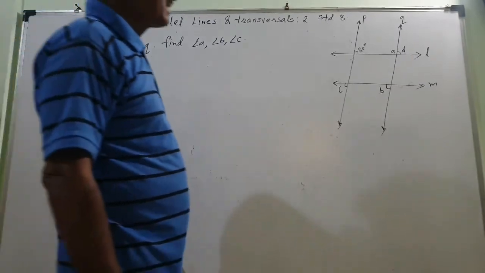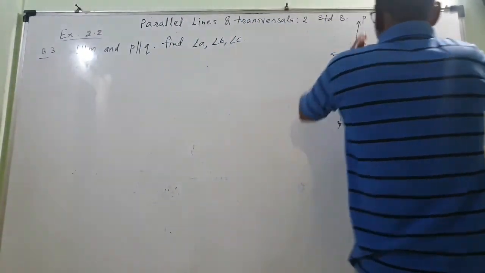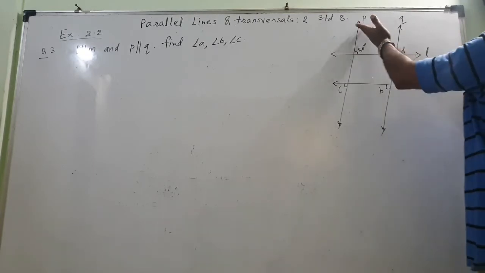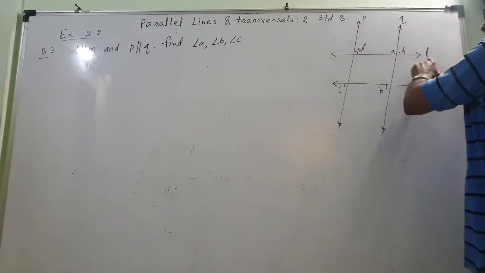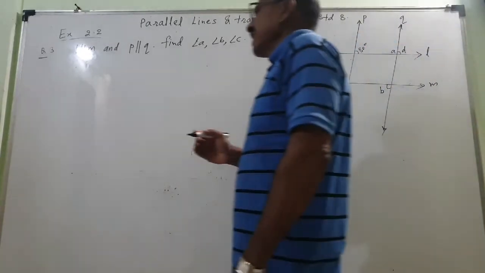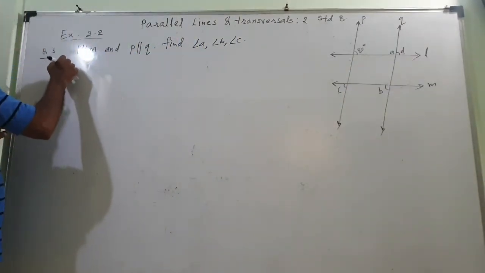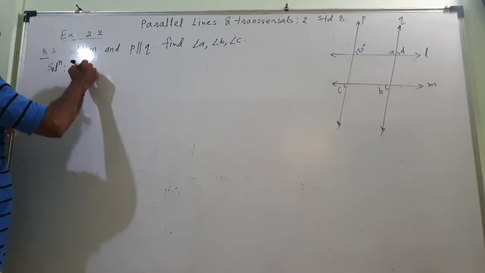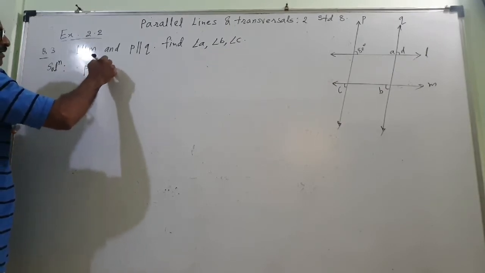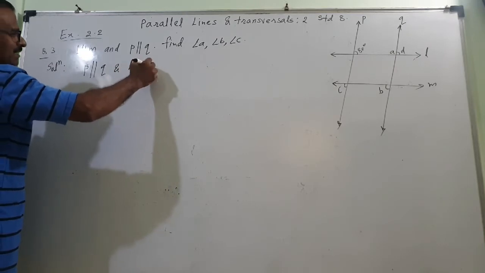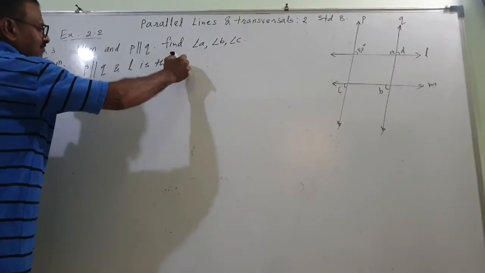So we just see this. These two lines are parallel lines. This is their transversal. P parallel Q and L is the transversal. So I will write it. Solution. Line P parallel line Q and line L is the transversal.